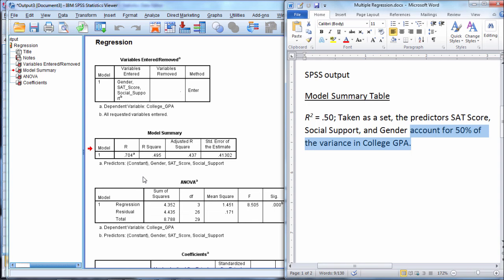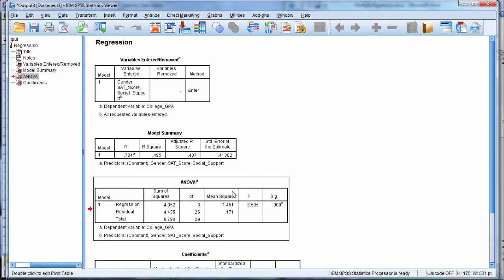And that's very important. It doesn't measure how much a given individual predictor accounts for, but only when we take them all as a group. This model summary table says overall, the regression model, which is what it's sometimes referred to as, a model, these three predictors predicting college GPA, that overall model accounts for 50% of the variance, which is pretty good in practice. Okay, next we have our ANOVA table.